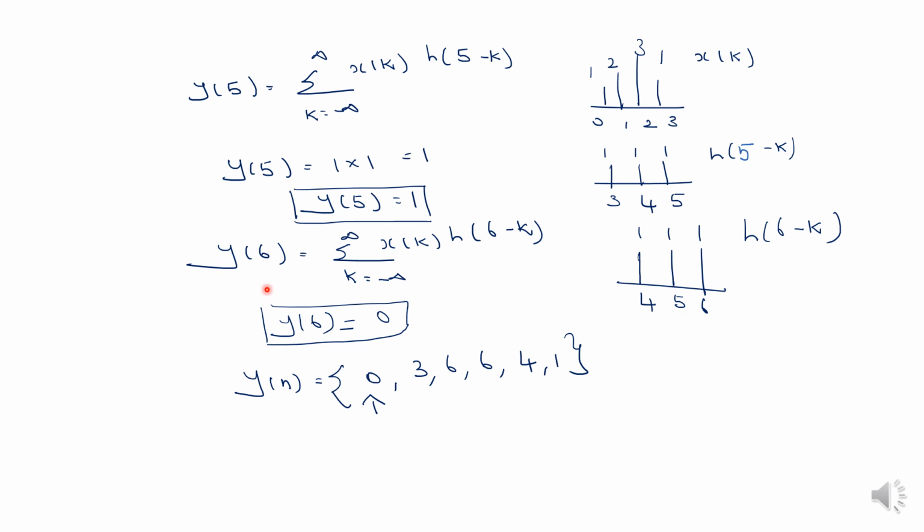Now we are checking y of 6. So y of 6 is equal to the summation, k from minus infinity to plus infinity, x of k into h of 6 minus k. So for h of 6 minus k, if you shift h of 5 minus k by 1 unit, it starts from 4 here. Therefore, whatever we have along here, the value is going to be 0. Whatever we multiply, finally it is going to be 0. So y of 6 is 0. Henceforth, for any value you substitute for n, that value is going to be 0.